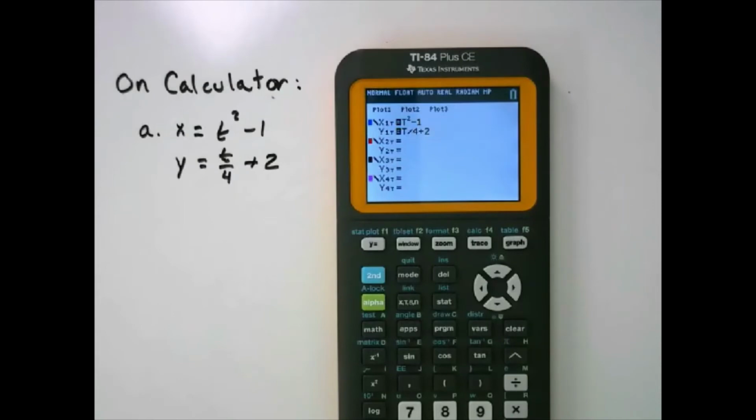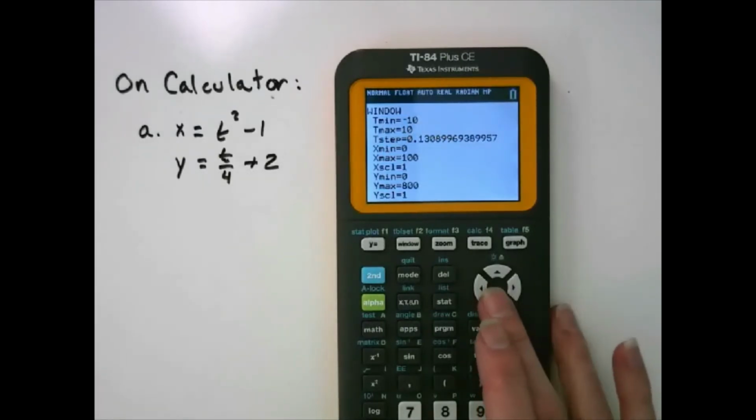Okay, so we enter that in. The next thing we're going to do is adjust the window. So go to window, and this has changed as well. So not just x-min, y-min, all that, you now have a t to deal with. So I'm going to go from t-min to t-max just from -10 to 10.